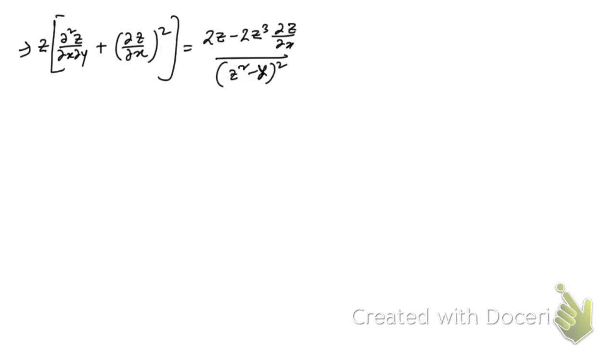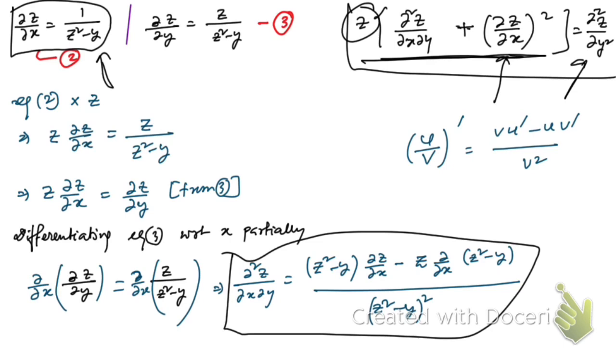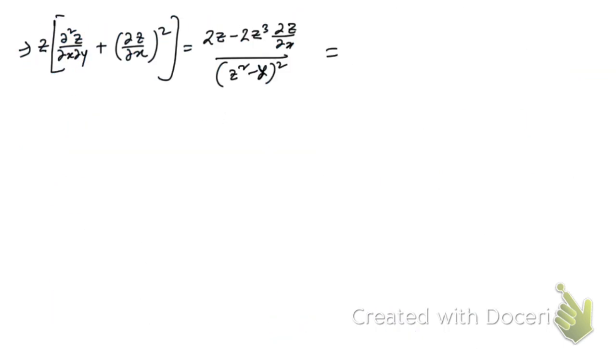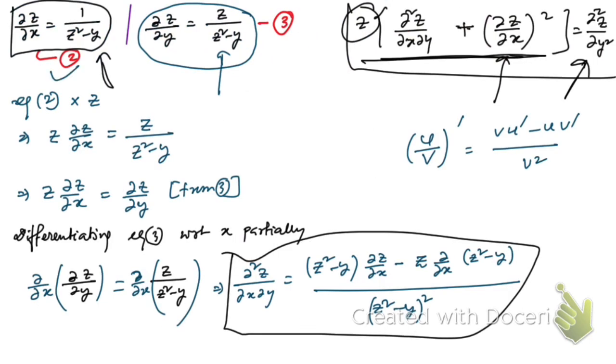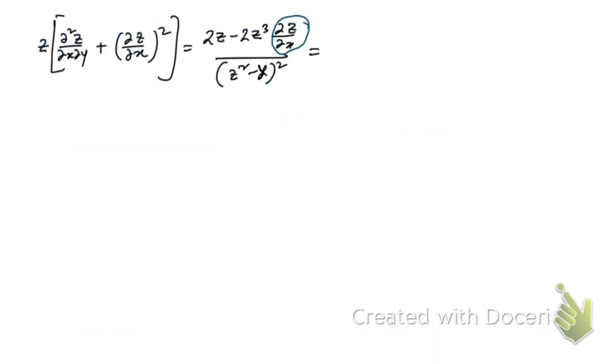So we need to prove that this is equal to what? Let me go back to the previous slide. We need to prove this one. This is the second order derivative of z with respect to y. So we need to prove this is equal to this. So that's why let's find this one. Now you see, if we replace this value del z by del x using equation number 2, del z by del x is equal to this one. So let me use this one here. Then we're gonna get this result.